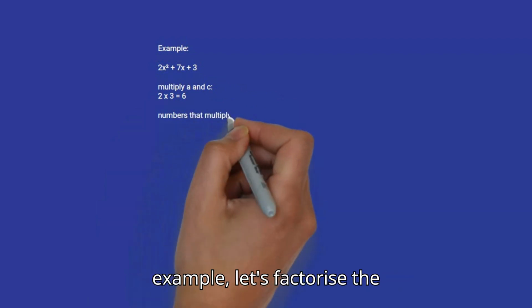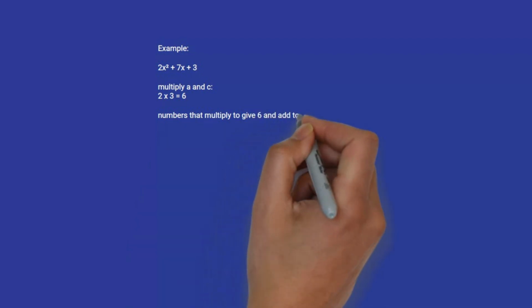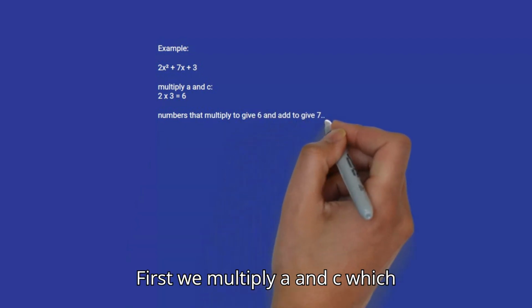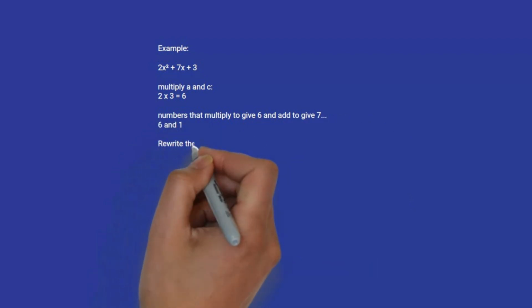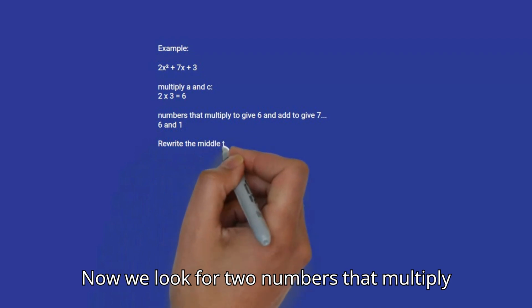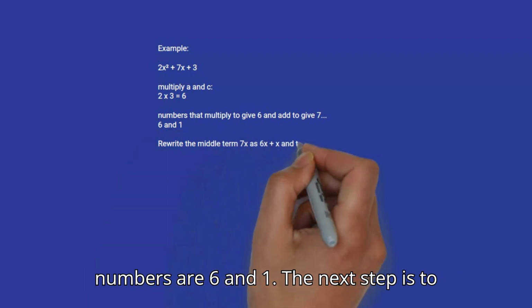For example, let's factorize the quadratic 2x squared plus 7x plus 3. First, we multiply a and c, which gives 2 times 3 is equal to 6. Now, we look for two numbers that multiply to give 6 and add to give 7. These numbers are 6 and 1.